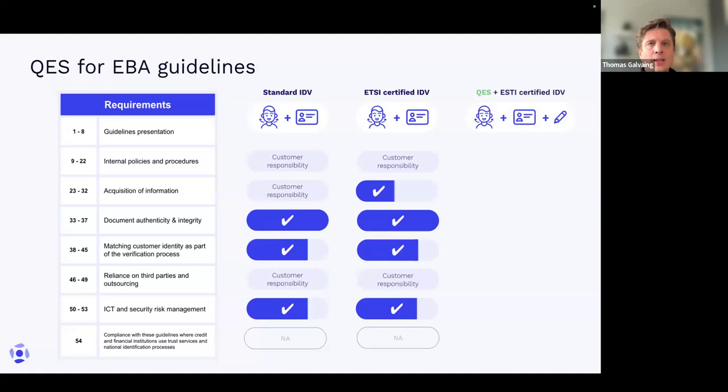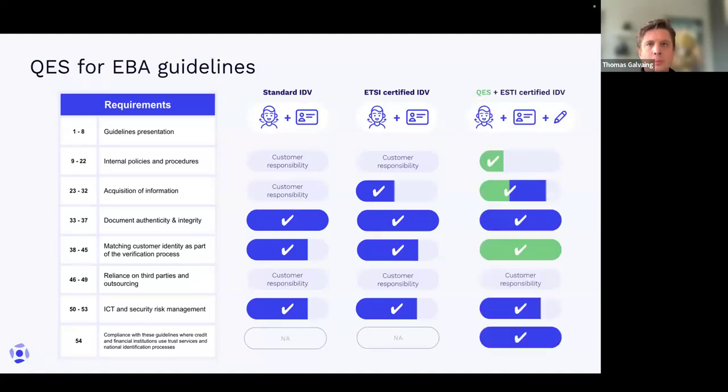Finally, the qualified electronic signature-based solution. EBA guidelines are clearly promoting QES, and specific requirements are considered as met by default with this solution. It simplifies the pre-implementation assessment and testing of the solution. A part of the acquisition of information requirements are trusted by default. No need to double-check data extraction accuracy or capture media quality. And customer matching is also considered as reliable. A QES-based solution will strongly simplify your work to demonstrate you meet EBA guidelines.